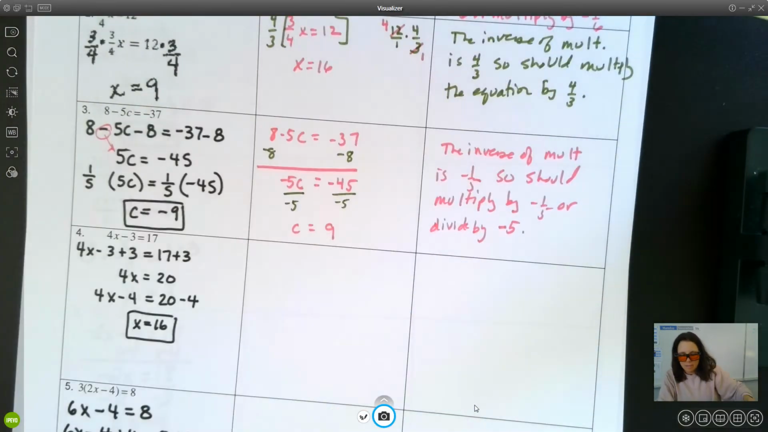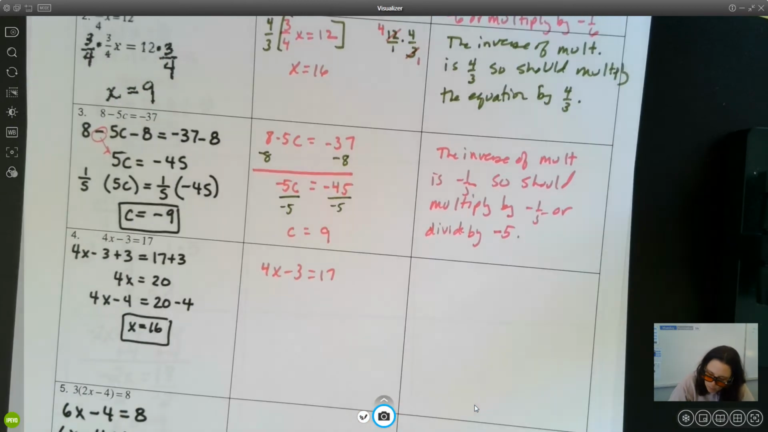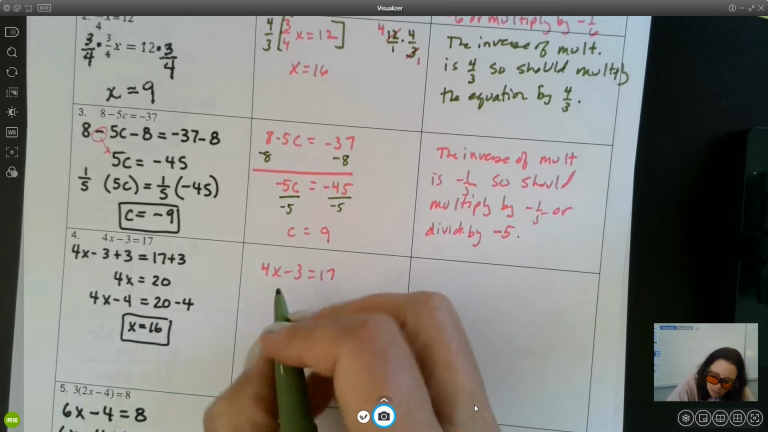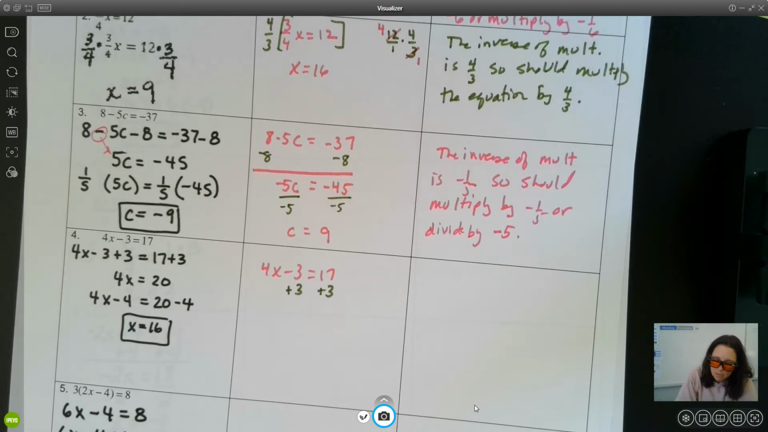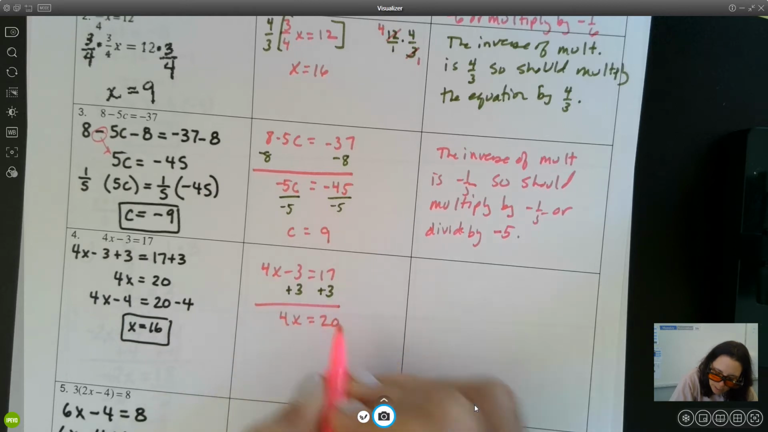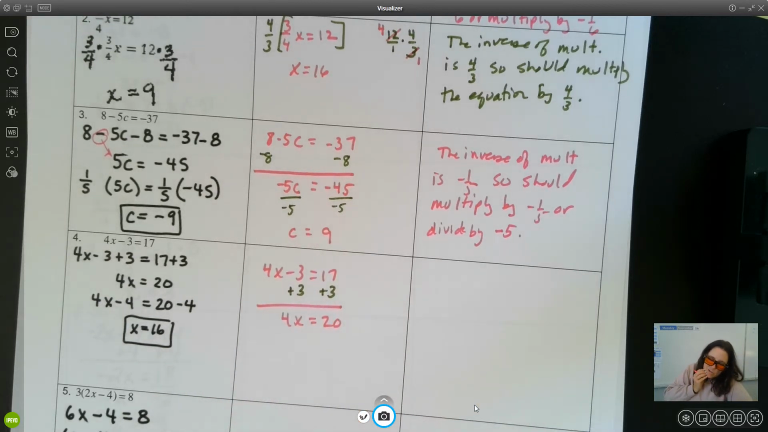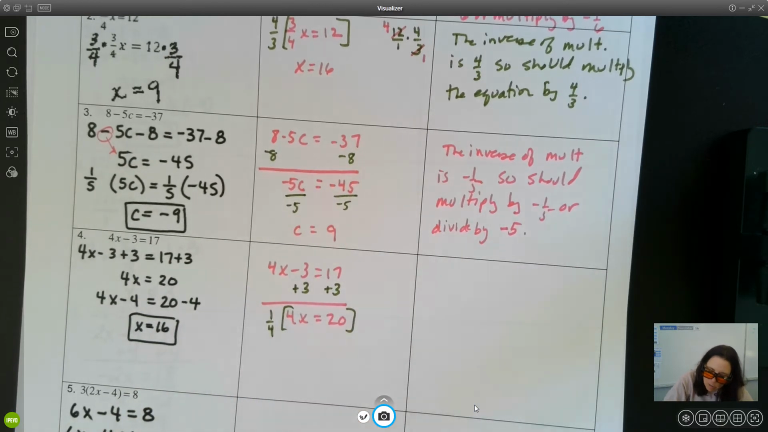Number 4. And again, if you want to pause and try, go for it. All right, 4x minus 3 equals 17. Okay, we're trying to get to that 4x. So the minus 3 needs to be taken care of. The inverse of a negative 3 is a positive 3. Okay, so we're just left with a 4x equals 20 here. Okay, now to make a 4x into a 1x, wouldn't we need to multiply both sides by 1/4 or divide by 4? Okay, that would be x equals 5.